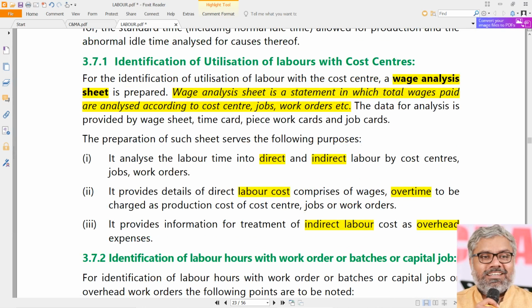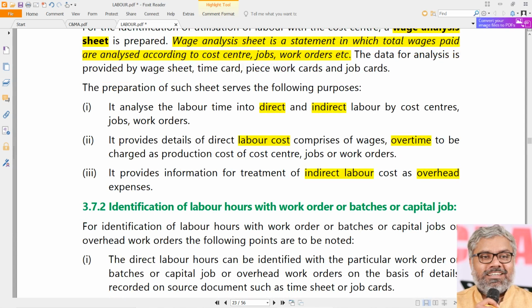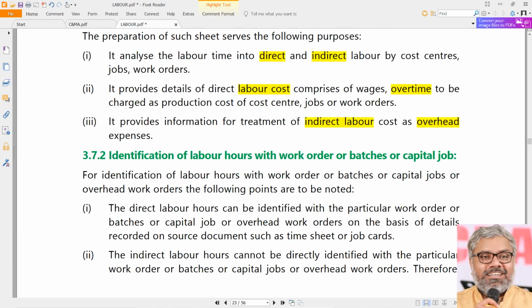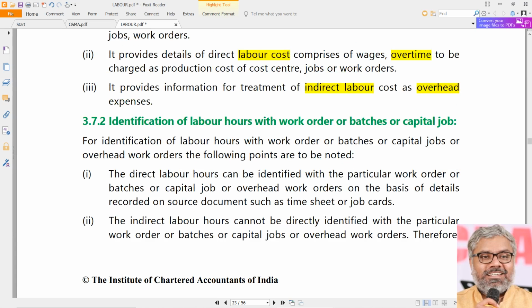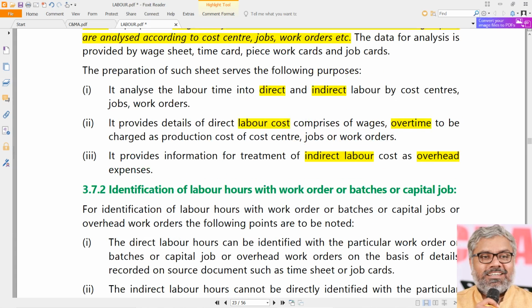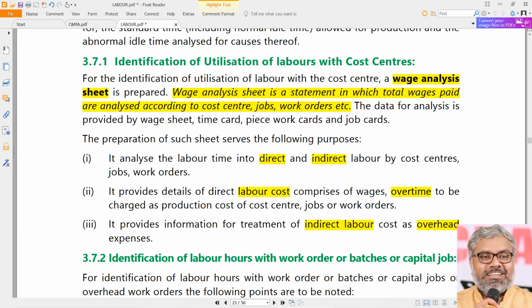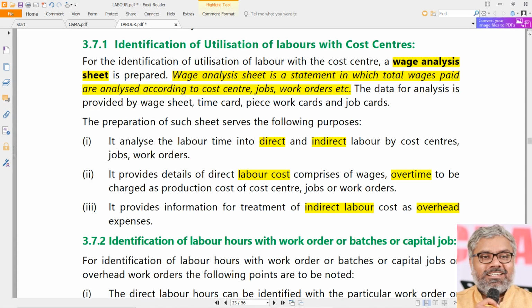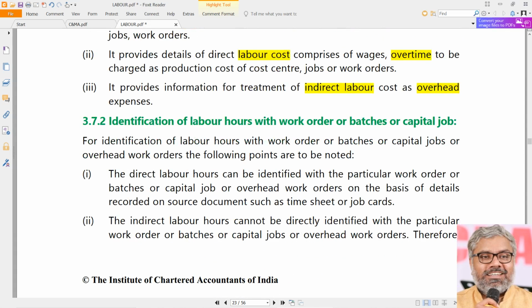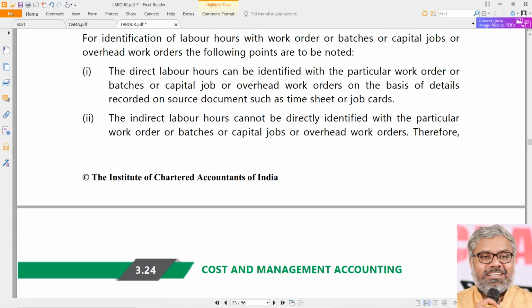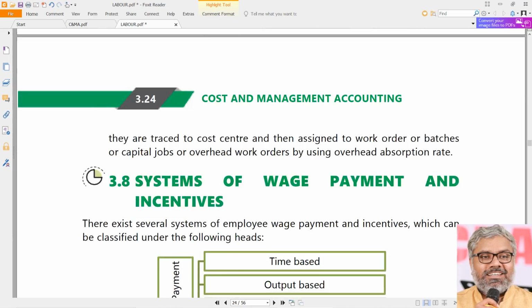Nowadays, with the advent of computer systems, most of these things are done automatically in the systems. More electronic ways are there for analyzing actual hours spent and on which job those hours were spent. Not that difficult nowadays to analyze it. So in general, if a short note question is given on what is a wage analysis sheet, you can write this and you can write about some of the points and why the wage analysis sheet can be useful in the factories. That's it.